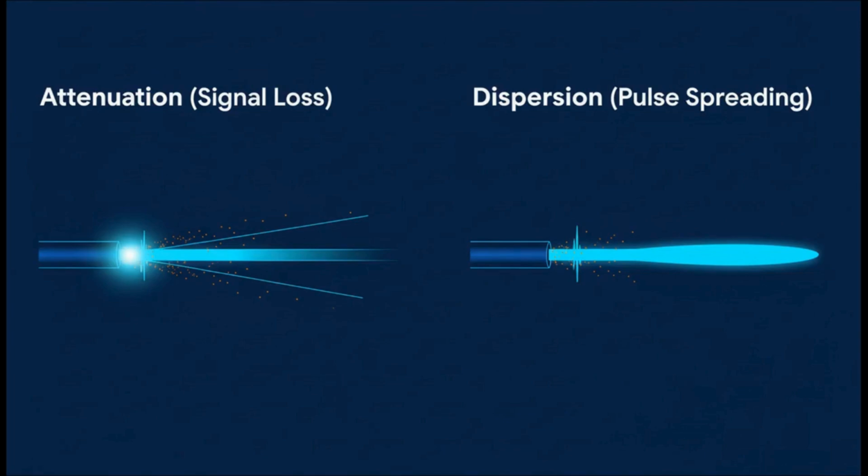This can happen because tiny impurities in the glass literally absorb the light, or because little imperfections scatter the light in all directions, or even because you just bend the fiber and let the light leak out. Dispersion, on the other hand, isn't about losing power. It's about the pulse spreading out and losing its nice, sharp shape.